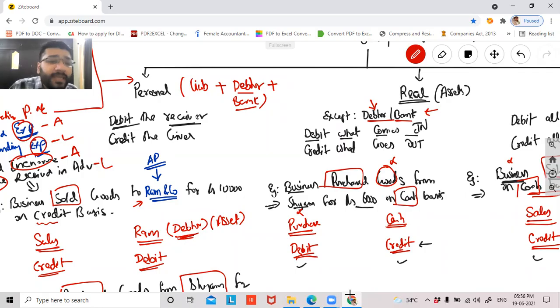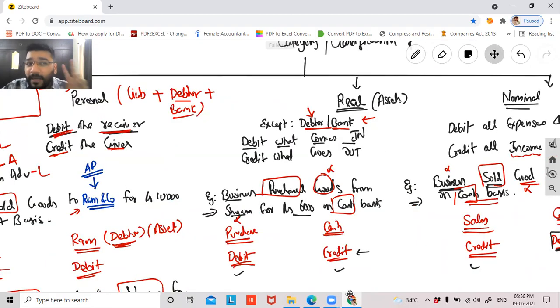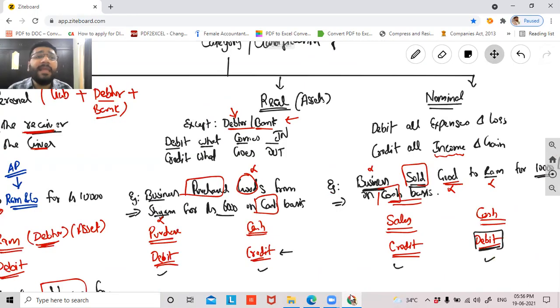What does the personal golden rule say? Debit the receiver. In the transaction, if any account is receiving something, debit them. If any account is giving something, credit them. Now, guys, if in any transaction I have the flavor of assets, except debtor and bank, the rule is debit what comes in, credit what goes out. The rule for real is debit what comes in, credit what goes out. And if I come across any transaction which has the flavor of income, expense, gain, and loss, then you look up to the nominal rule, which says debit all expenses and losses, credit all incomes and gains.